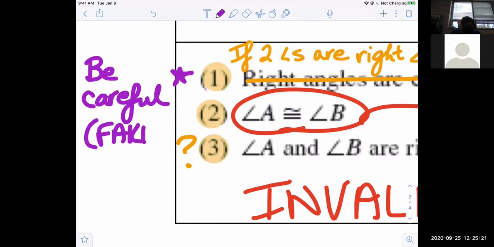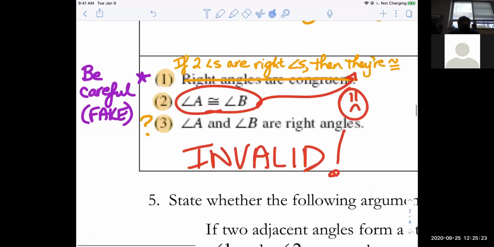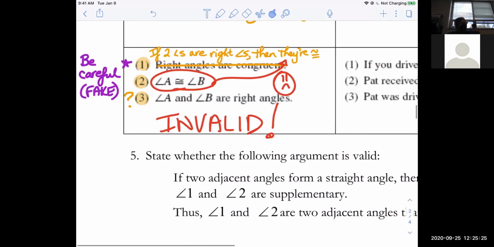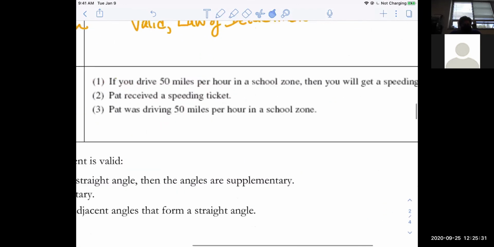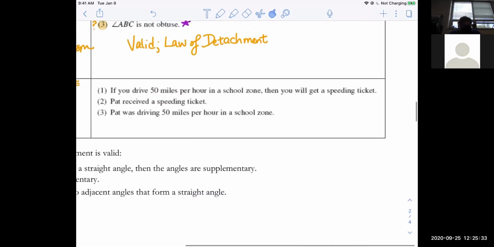So it kind of disguises itself like detachment, because it's got that if-then statement, and then the conclusion. They're not in if-then form, but it's not following the correct pattern. Okay, last example here. Well, not last, but almost last.